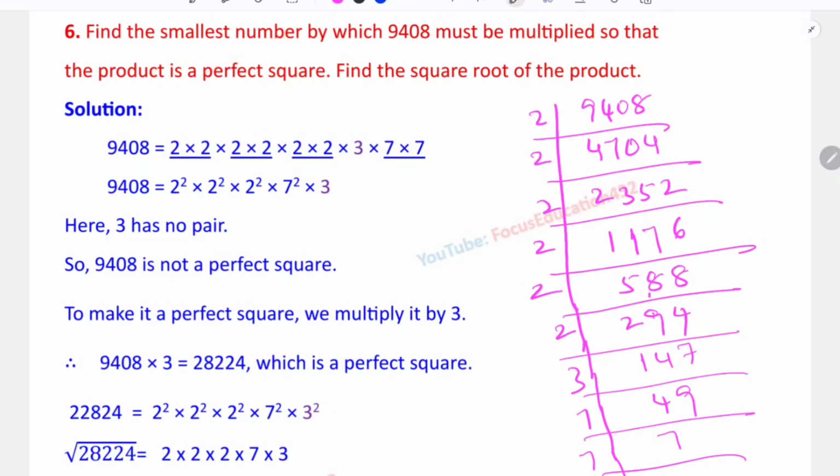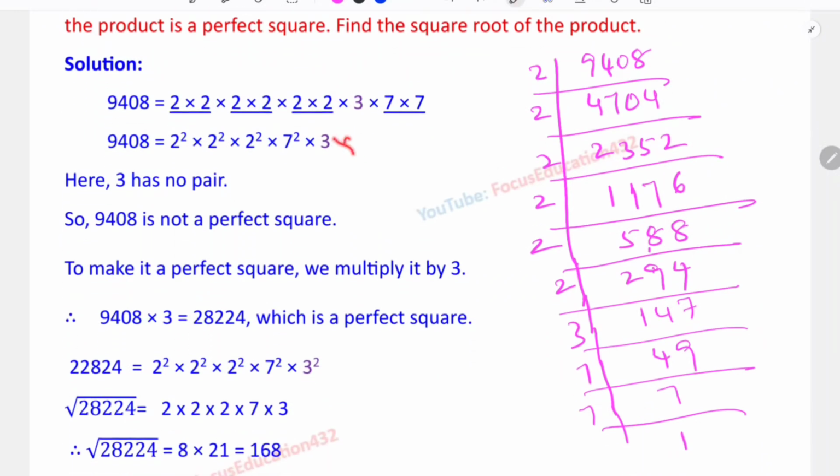Because 9408 is not a perfect square, what must be multiplied? So 3 must be multiplied. Clear? So what is the number that is a perfect square? That is 28,224. Now we have to find the square root of this product. For 28224 this is very simple, because we have already multiplied by a 3, so we get pairs of 3s, 2s and 7s.